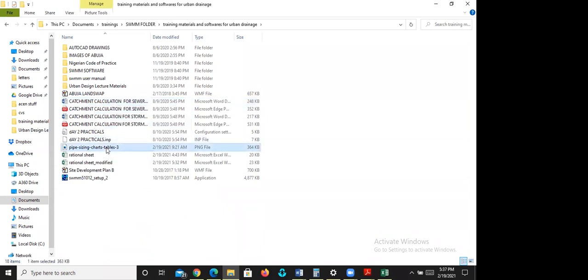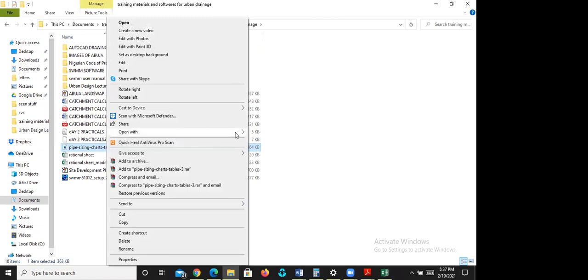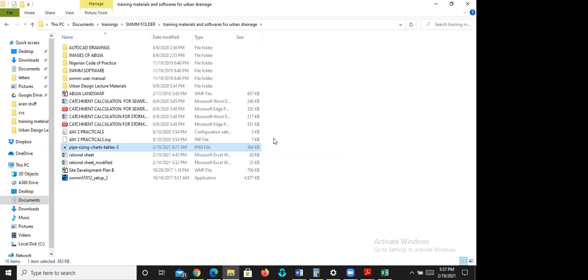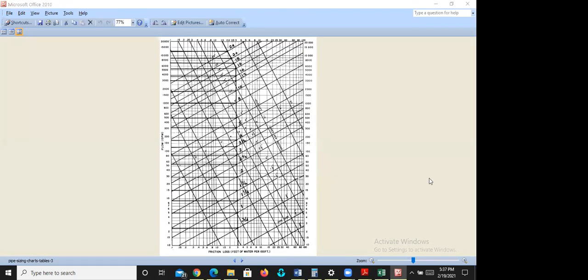Pipe sizing table, yeah. Let me just demonstrate something to us. I downloaded this yesterday night, and I used it to make comparison with what I have. And it was falling in line. Look at it. This is a chart I downloaded online, but they calculated the frictional loss in feet of water per 100 foot, and then the flow is gallon per minute.